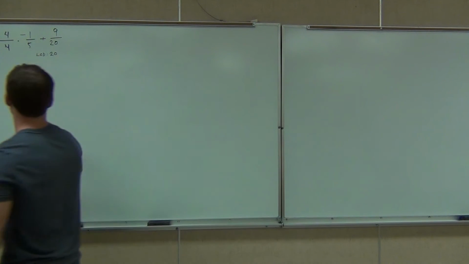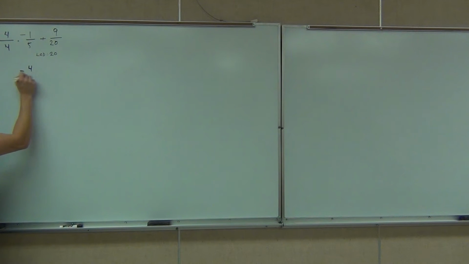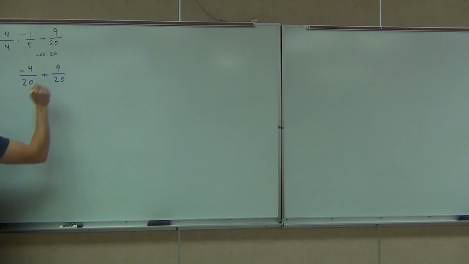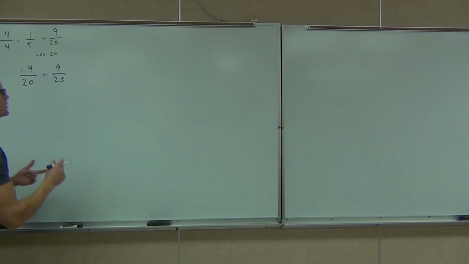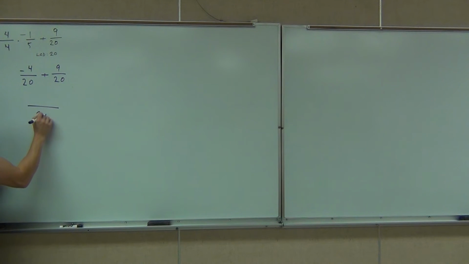Negative 4. So negative 4 over what? 20. Plus 9 over 20. We've got a common denominator. Now look what happens. When we make our one fraction out of this, which of course I'm asking you to do, we are going to get 20 on the denominator. The denominator does not change. But on the numerator, what are we going to have? 5. Negative 4 plus 9. Oh, I said 8. I meant 5. Yeah, we're going to have negative 4 plus 9.